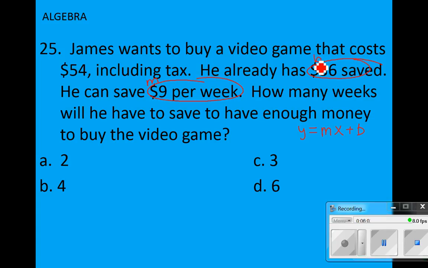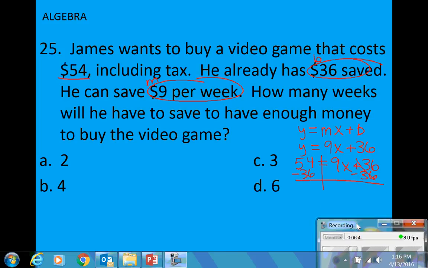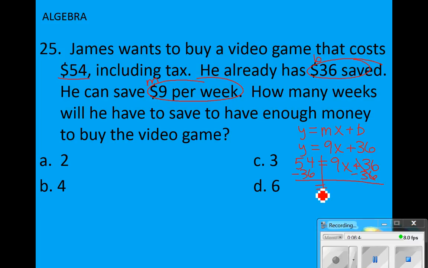So I can substitute in 9x plus 36. Well, I need one more number, and that's the 54. The 54 is going to go in place of the y because that's how much he needs total for the video game. So 54 equals 9x plus 36. Then I have a two-step equation. Minus 36, minus 36. And I subtract.